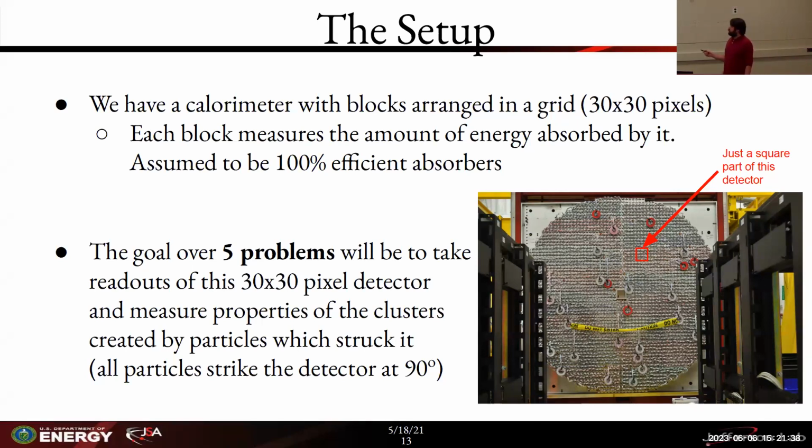We're just gonna do a little square of it. No beam hole, just a little square, completely solid, and it's 100% efficient absorbers. And we're also going to say that all the particles are just streaming down at 90 degrees. We don't have to worry about angles, smearing, and overlapping.